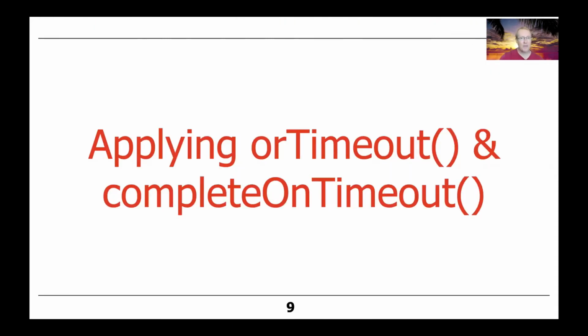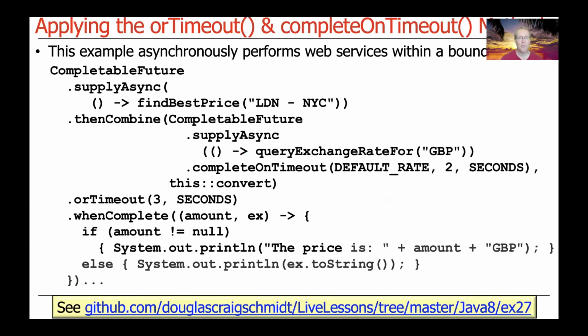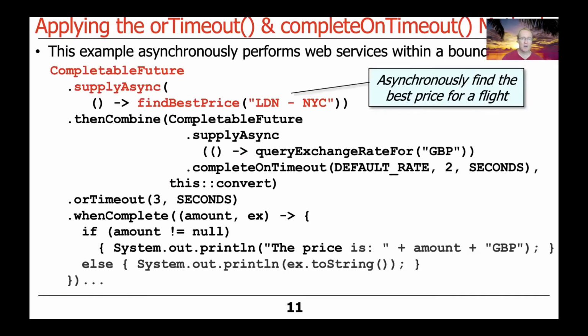So let's talk about this, and we'll show some examples that demonstrate the use of these timeouts, and they're actually really cool. So this particular example we're going to look at, this case study, is in my EX27 folder in my GitHub repository. And what it does is it asynchronously performs web services within a time bound, within a bounded amount of time. And it's a really kind of a cool example.